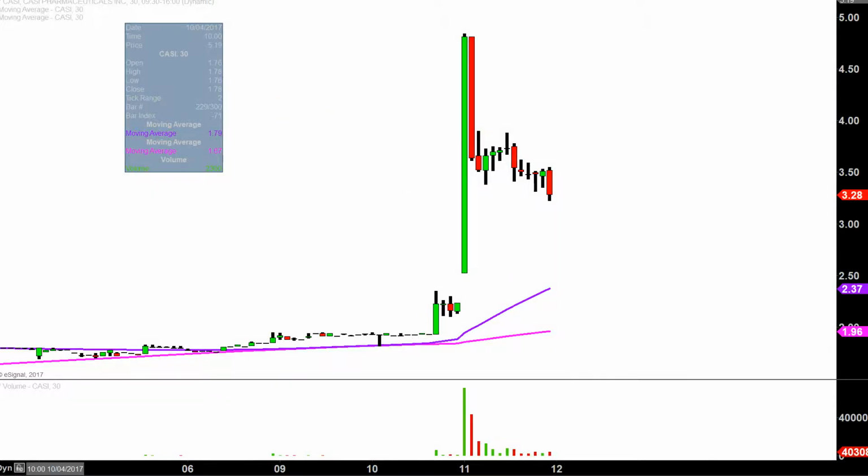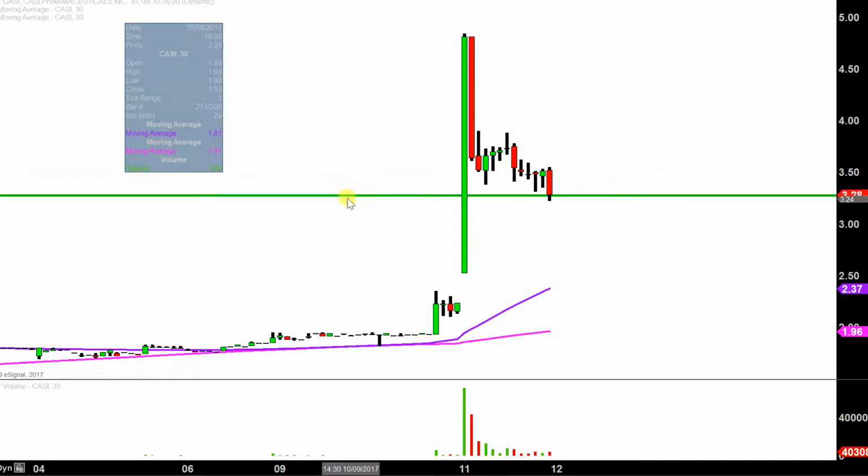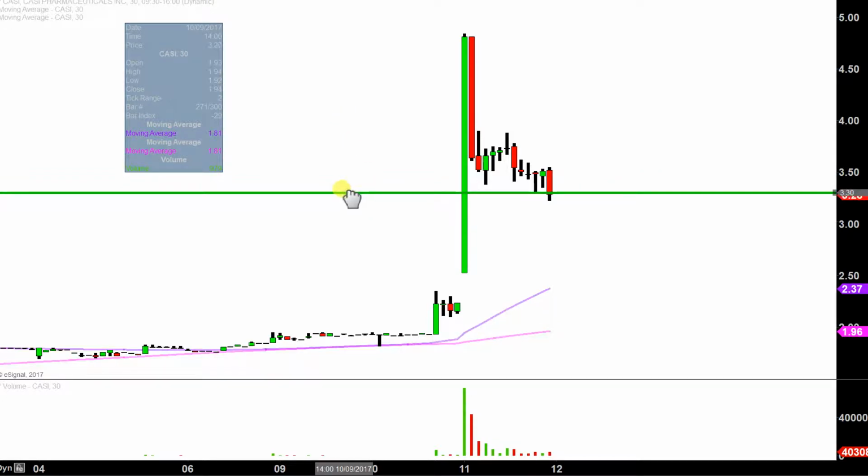First area of support to keep an eye on is going to be right here at approximately the $3.20 mark. You can see late day, the price was doing battle with it, so the bears are trying to press down below it. But so far, so good. The bulls are doing a great job of holding strong. And that's definitely the ideal level of support.